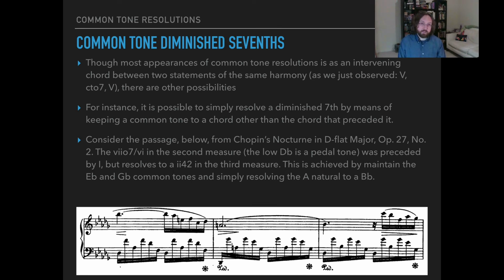Though most appearances of common tone resolution involve an intervening chord between two statements of the same harmony, as we observed before in 5, common tone diminished 7th 5, there are indeed other possibilities. For instance, it is possible to simply resolve a diminished 7th by means of keeping a common tone and moving to a chord other than the chord that preceded it. So we'll consider this passage below.